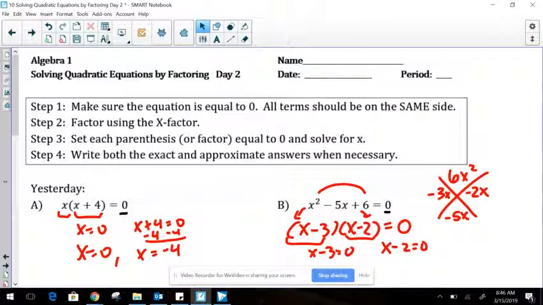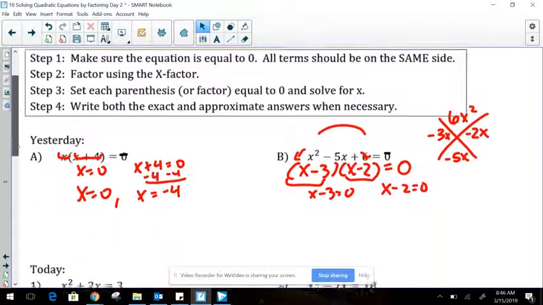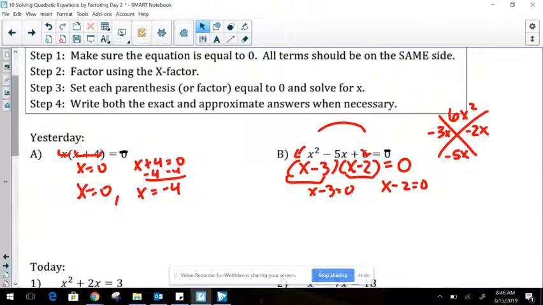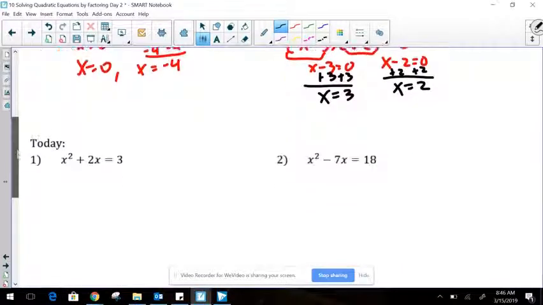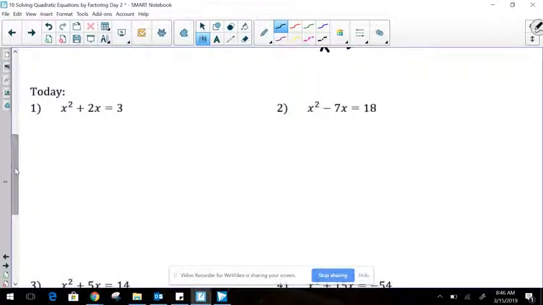And then when you solve both of those, let me scroll down here. You add 3 to both sides, add 2 to both sides. x is equal to 2, and x is equal to 3. Okay, so quick recap. Now let's try the new stuff. I'm going to do 3 problems with you today. So let's do the first one.